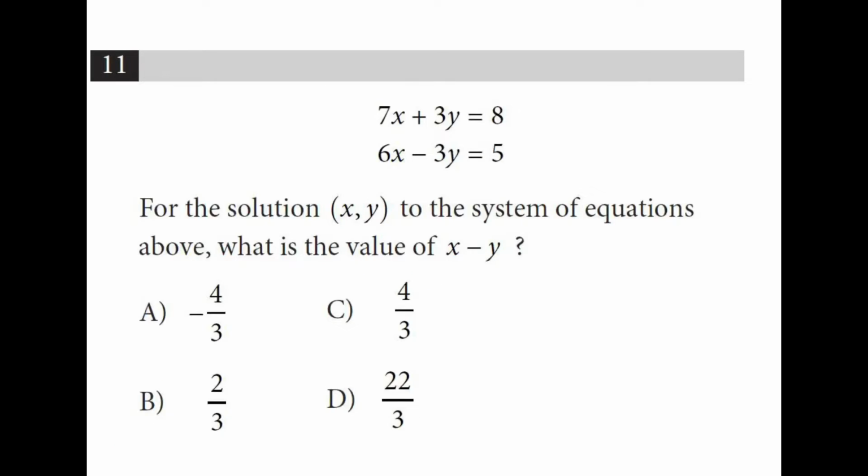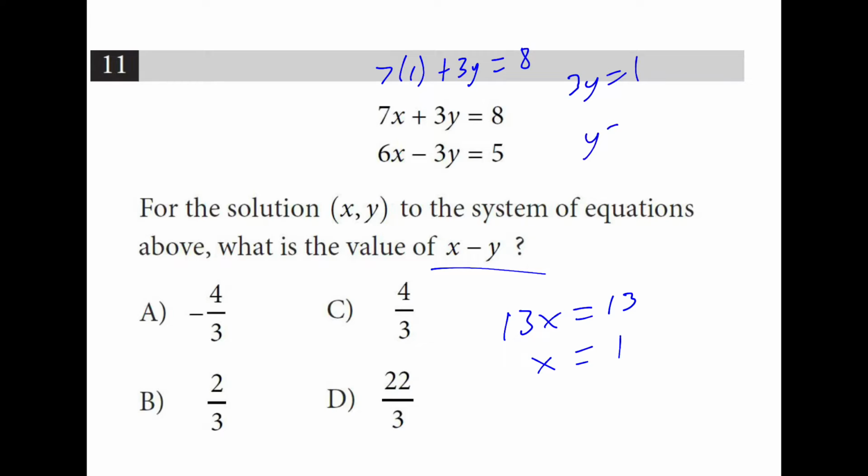For the solution (x, y) to the system of equations above, what is the value of x minus y? The y's are already set up for elimination, so I'm going to add all 3 straight down. I get 13x is equal to 13 because the y's cancel out. I'm left with x is equal to 1. If I plug that in, say to this one, I get that 3y is equal to 1, or y is equal to 1/3. So I'm looking for 1 minus 1/3, which gives me 2/3.